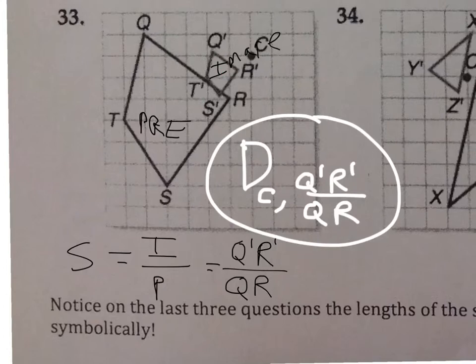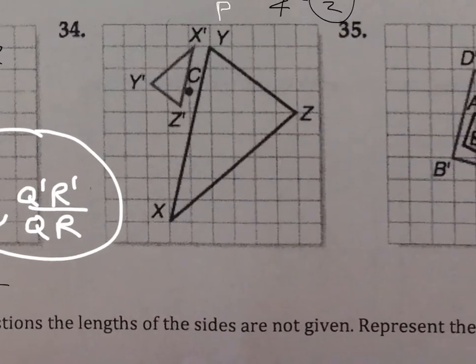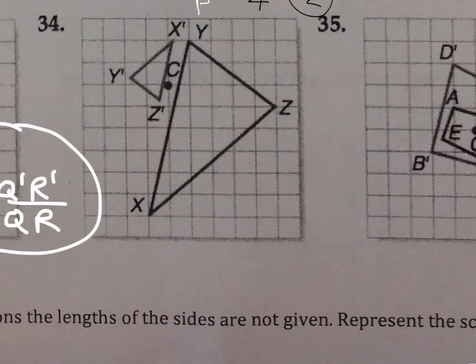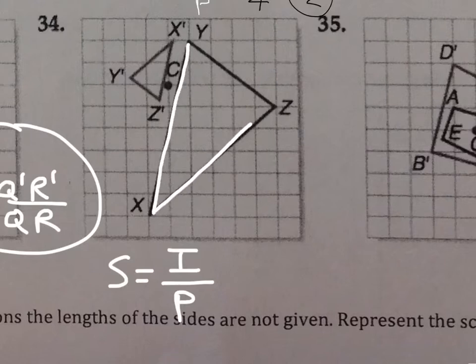All right, well, one more question would be a good idea to show the answer to. Question 34, I might as well look at its next door neighbor right there. For question 34, I want to try to figure out the scale factor. So I need a side of the image divided by the side of a pre-image. Looking at these two triangles here, the white one is definitely the pre-image because it doesn't have any prime symbols on it. And the smaller one is the image.